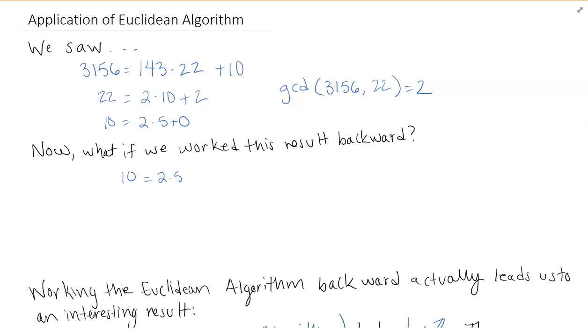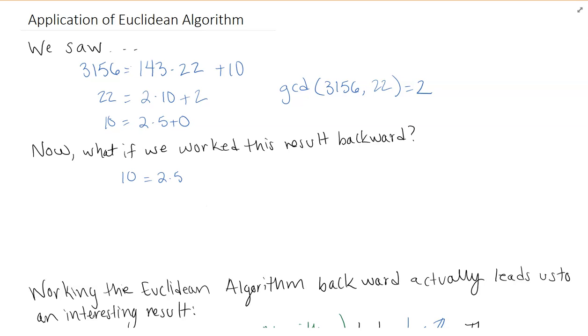In the last video, we saw an application of the Euclidean algorithm. Notice that if you print out the slides, I did make a little typo here. So we found that the GCD of 3156 and 22 was 2.